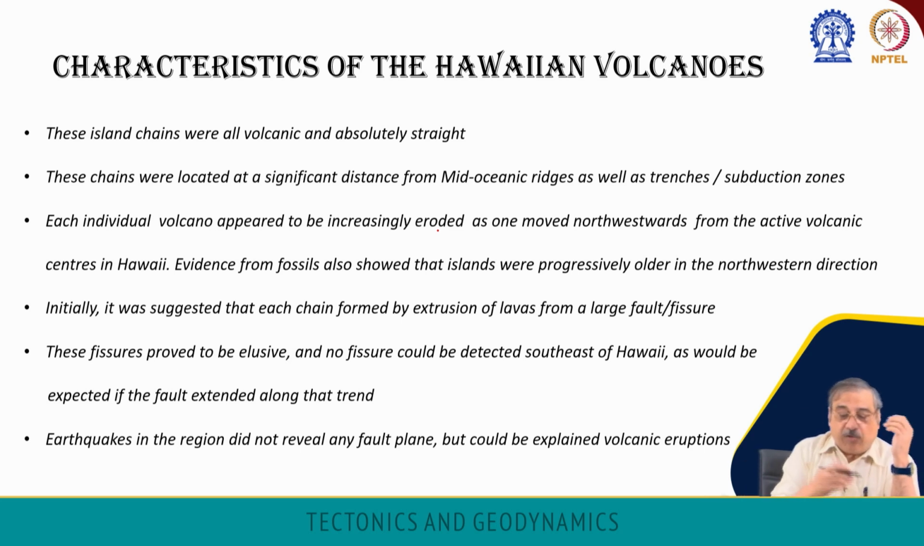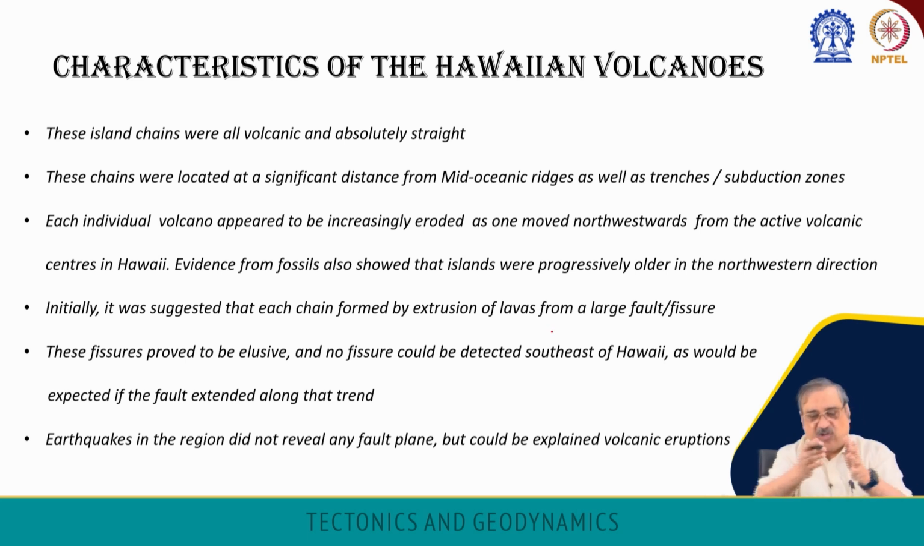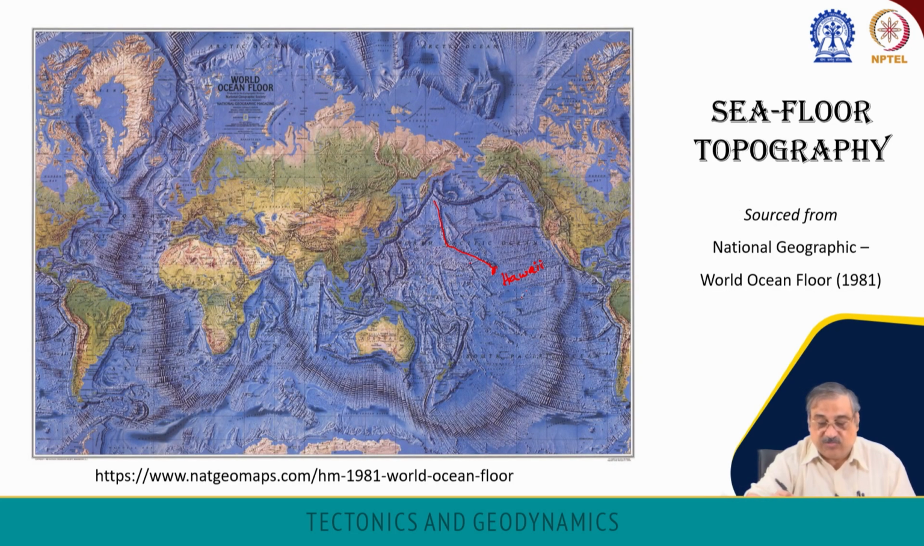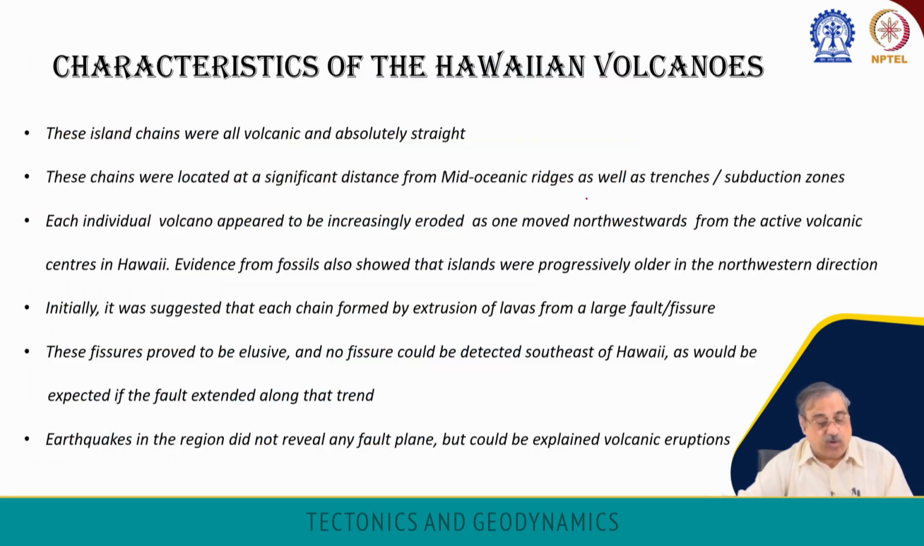So, initially, to explain this, people suggested that each chain was formed along a fracture in the ocean floor. So, there were faults or fractures, and that is where the magma was erupting. However, people tried to detect these fractures geophysically. By the 60s, there were enough methods by which we could detect what was happening at the ocean floor. The fissures proved to be elusive; people could not find them. And as you move to the southeast of Hawaii, if you expect there is a fault, you would expect it to continue southeasterly, but along that trend, nothing could be detected. If you went into this region, there is no extension, no detection of any kind of fault whatsoever.